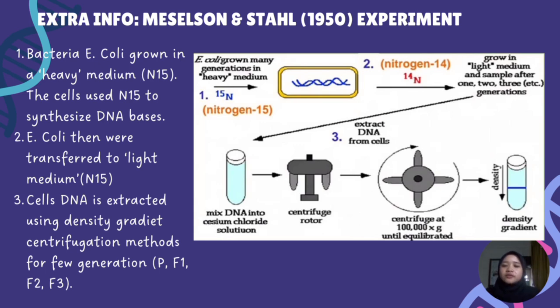After one round of replication, the researchers collected the DNA samples and used a process called density gradient centrifugation. This method separates DNA molecules based on their density. The nitrogen-15 labeled DNA was heavier and would form a distinct band lower in the centrifuge tube, while nitrogen-14 labeled DNA will form a lighter band higher up. They repeated the process for a few generations.